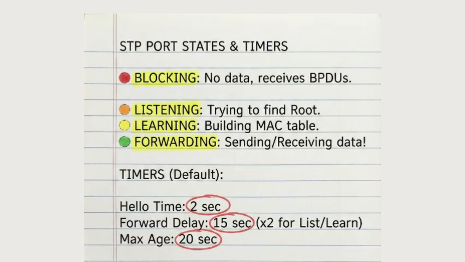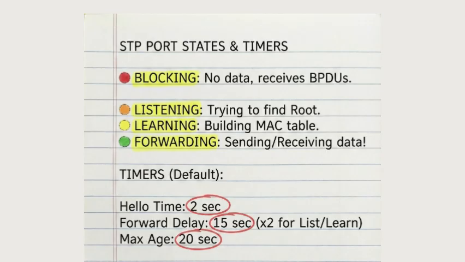Okay, what's next? After that comes the learning state. Now the switch is confident about the network layout, and it starts building its MAC address table. It's learning where devices are. But to be safe, it still won't forward any actual data. And I'm guessing that state is also timed. Another 15 seconds. Same forward delay timer. So we have 15 seconds of listening plus 15 seconds of learning. That's 30 seconds of delay already before a port can even start working.